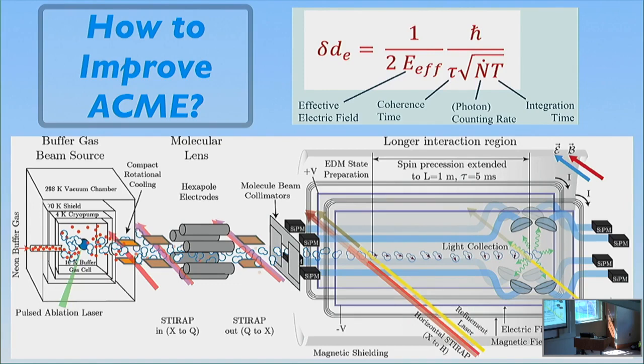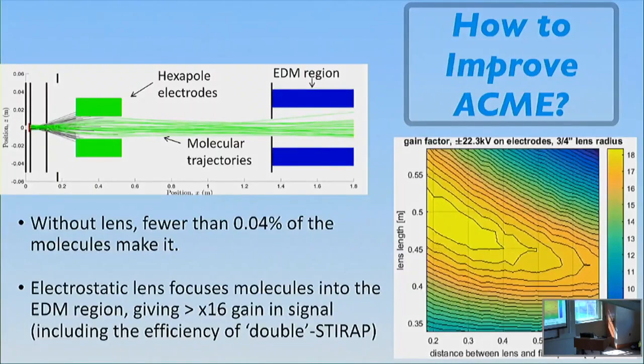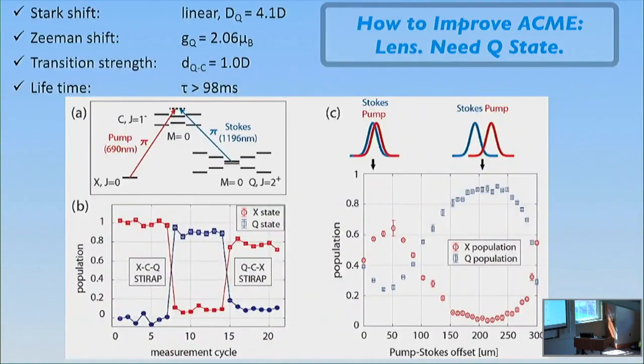The way we're going to increase the number, I'll get to the full table of improvements in a second, is by using an electrostatic lens to focus the molecules out of the source and into the interaction region, just capturing more of the molecule solid angle than we did before. So here's the basic idea. Here's the molecular source. And here's some trajectories showing how this molecular lens will focus the molecules into our interaction region. Without the lens, fewer than 0.04% make it to our detection region, and we hope to improve this by about an order of magnitude. Simulations say about a factor of 16 gain.